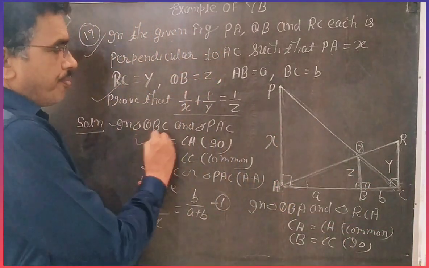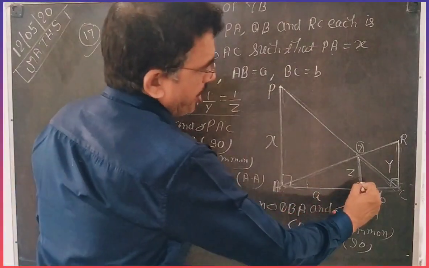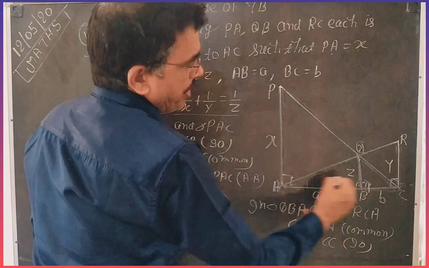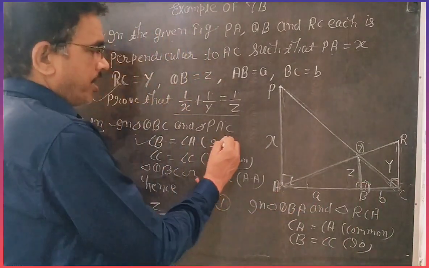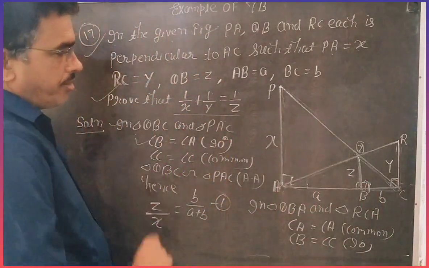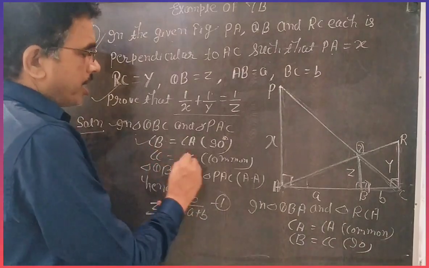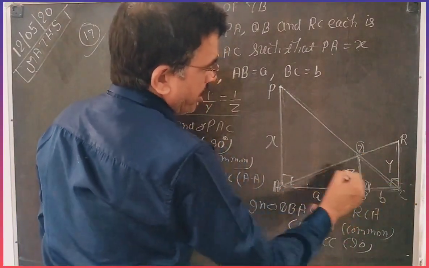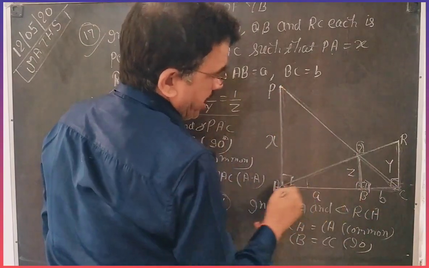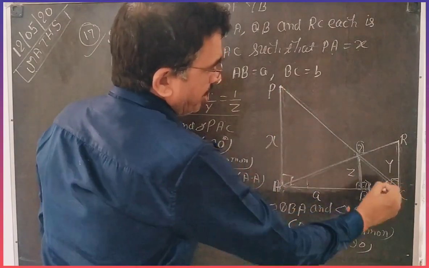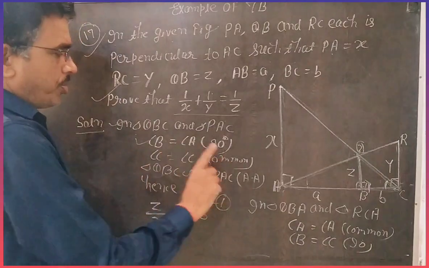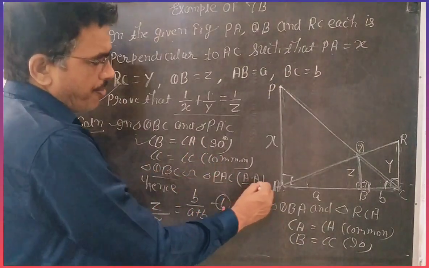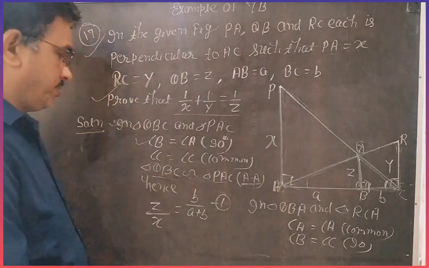First I write angle B is equal to angle A. Here is B, here is A. Both are perpendicular, that is 90 degrees, so they are equal. Next, angle C is equal to angle C. Angle C is QCB and angle C is also PCA. Both are the same angle, so it is common, so both are equal. Hence triangle QBC is similar to triangle PAC by AA similarity.